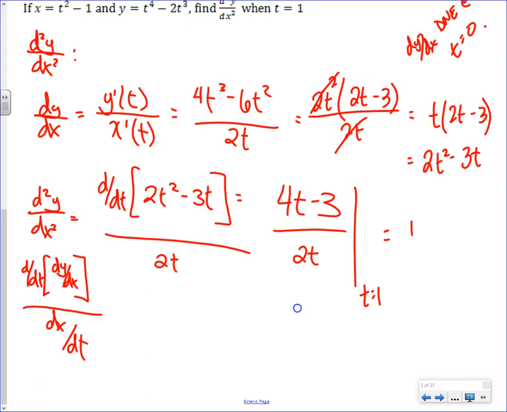4 minus 3 is 1. 2 times 1 is 2. Done. Interpret for me, because some of us were kind of weak on our last test when it came to AB knowledge. What does the second derivative tell me? Okay, so what about concavity? It's concave up. Oh, so therefore t equals 1 is a min.